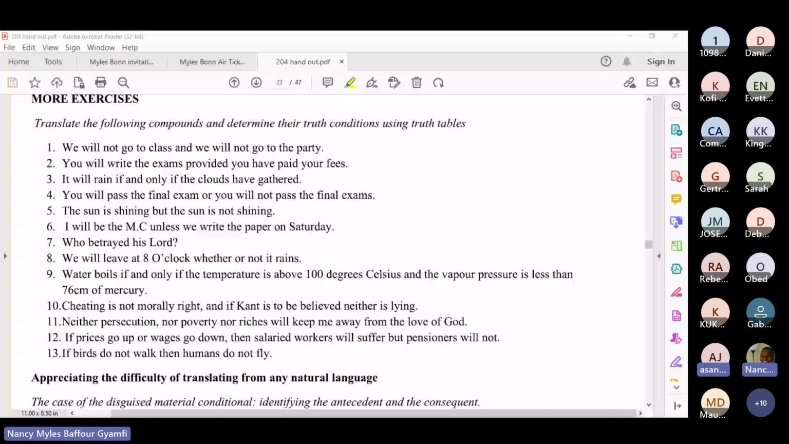Okay. So, will X go to class? X will go to class C. Then X will go to the party, P. We will not go to class and we will not go to the party. How will you symbolize that? This is party, this is P. So not P conjunction, not S.